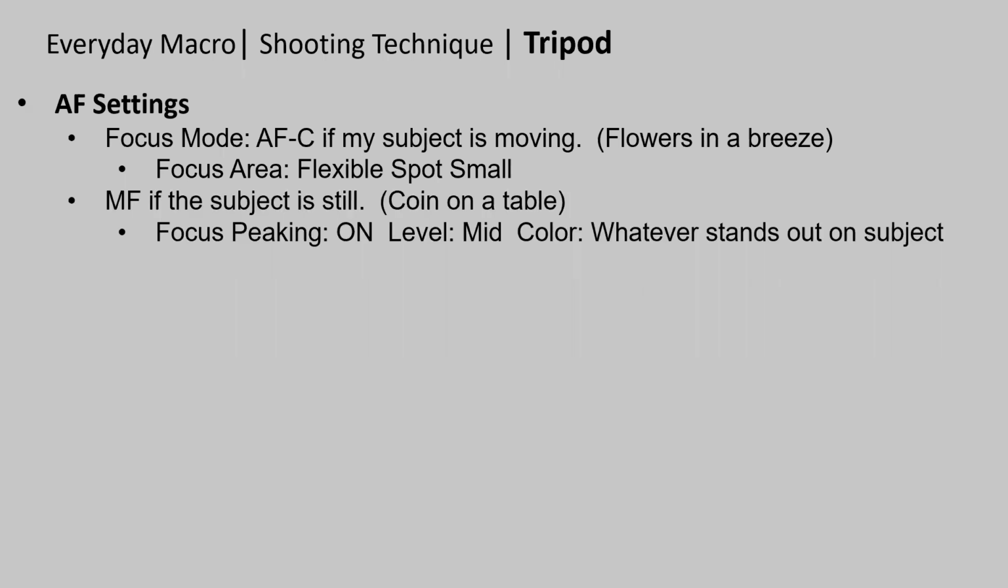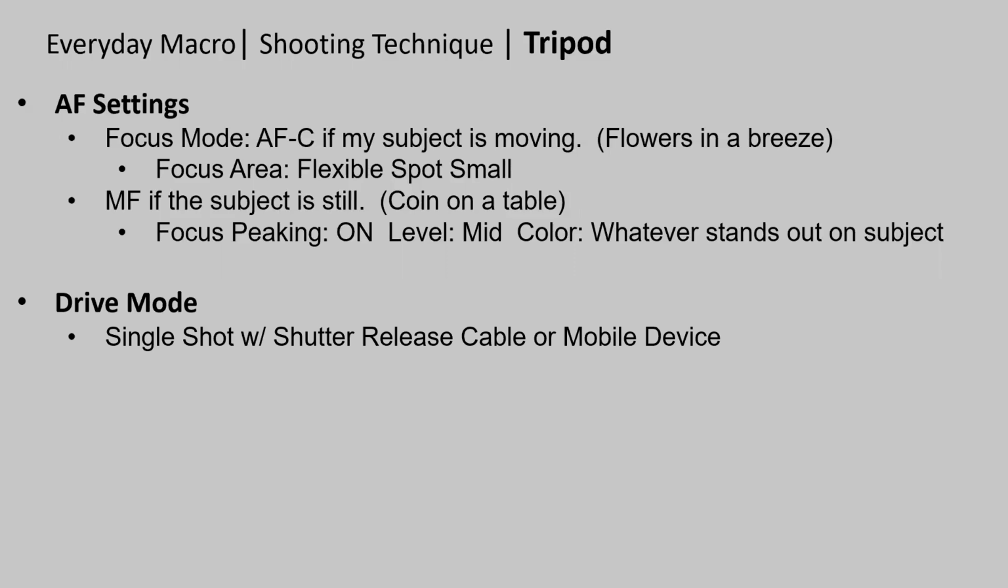The focus area that I will set is going to be flexible spot with AFC. That way I can actually move this around to where I want my subject to be, or where my subject is rather. Again, if my subject isn't moving at all, like a coin on a table or just no wind at all, then I can go into manual focus. The key here is I want to make sure that focus peaking is turned on. I want to have a color that stands out from my subject as well.